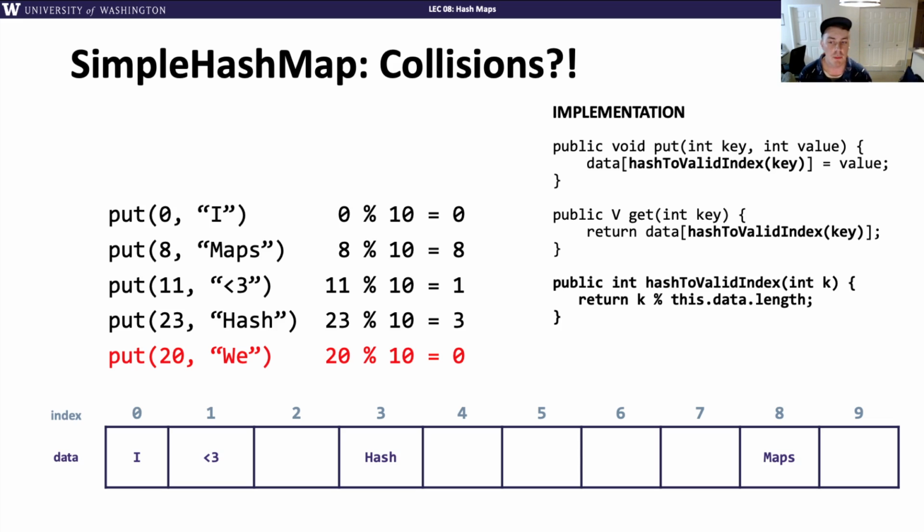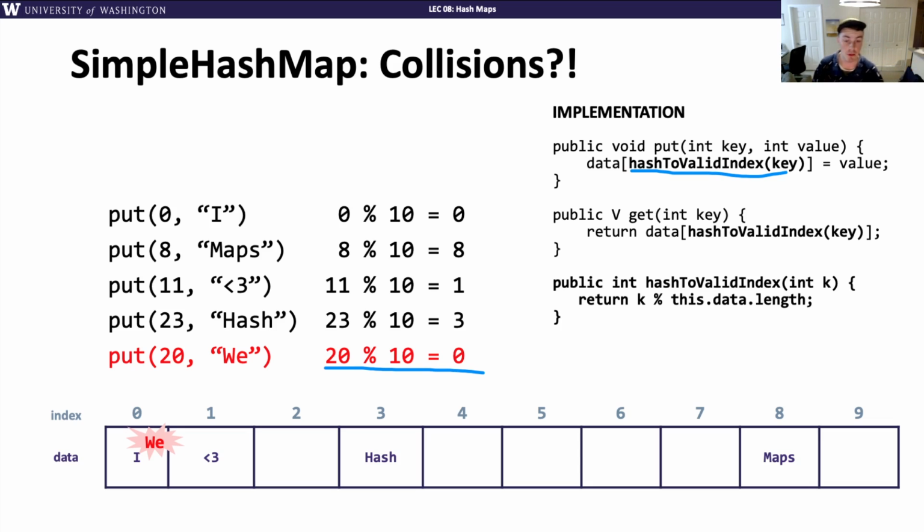So what if I say put 20 with we? Well, what would we do? The first thing we do for a put call is we start by calling hash to valid index. What's the valid index for 20? Well, 20 mod 10, 10 divides 20 evenly, so the leftover is 0, which means we're going to try to put it in index 0. But if we put it in index 0, well, there's already something there. And so the place where we belongs with key 20 is going to be the same place where I belongs with key 0. What we have just created is what we call a collision.